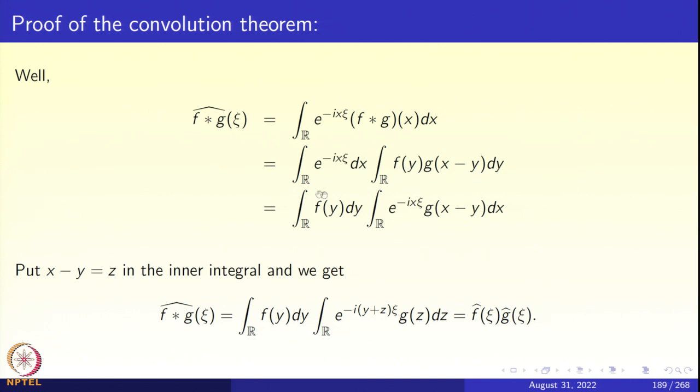And I'm going to switch the order of integration. I'm going to get the integral of f of y dy times the integral of g of x minus y e to the power minus i x chi. Put x minus y equal to z in the inner integral, and we get the Fourier transform of f star g at chi equal to the integral of f of y dy over R, times the integral over R of e to the power minus i (y plus z) chi g of z dz. So here e to the power minus i y chi comes out of the integral, and that is simply the product of the two Fourier transforms. And so the proof of the convolution theorem is complete.